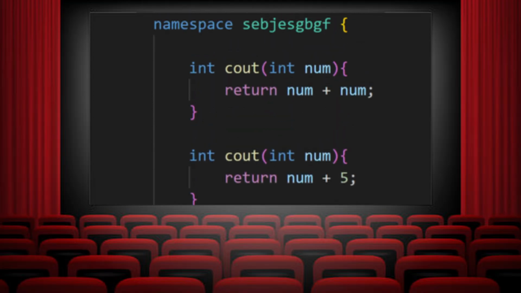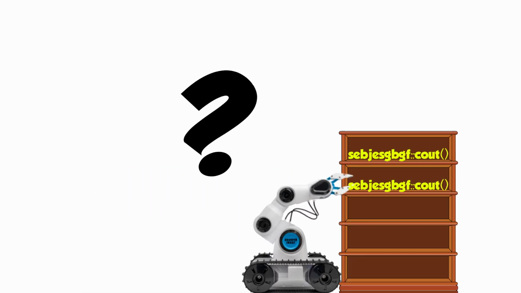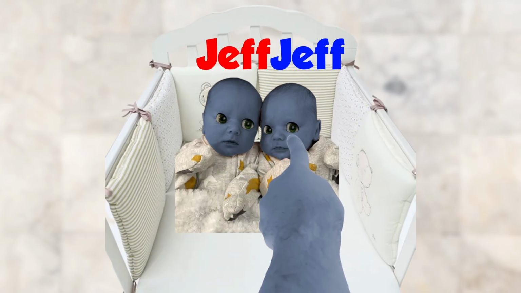Also remember that we still can't have two functions called the same in the same namespace, as the program won't know which of these functions we want to use. It would be like having twins and naming them the same thing.